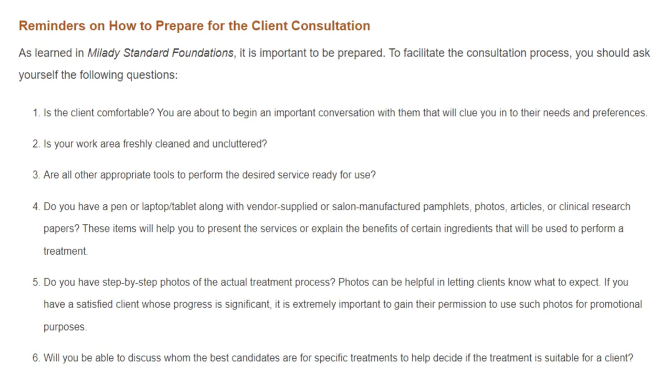Do you have a pen or laptop/tablet along with vendor-supplied or salon-manufactured pamphlets, photos, articles, or clinical research papers? These items will help you to present the services or explain the benefits of certain ingredients that will be used to perform a treatment. Do you have step-by-step photos of the actual treatment process? Photos can be helpful in letting clients know what to expect. If you have a satisfied client whose progress is significant, it is extremely important to gain their permission to use such photos for promotional purposes. Will you be able to discuss who the best candidates are for specific treatments to help decide if the treatment is suitable for a client?